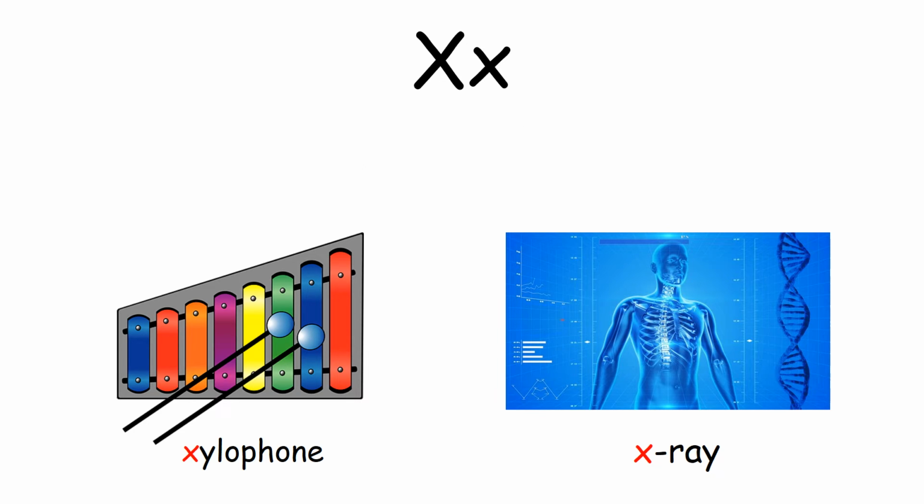X-ray. It's your turn. Give the sound first. Begin. Okay, good job. So letter X sounds as X. Next is letter Y. The sound is Y. Y. Repeat.